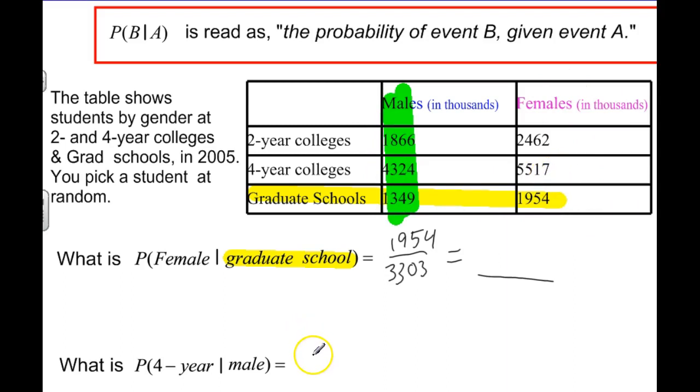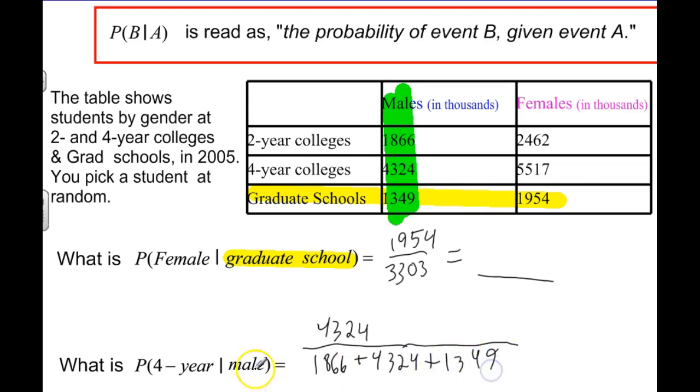To set up our probability here, in the numerator would be the 4-year males, so that would be 4324. In the denominator, I'm not going to use my calculator, I'm just going to tell you how to get it. You would add up the 1866 plus 4324 plus 1349. In this case, our given information is males, so this is the total of all the males, whereas this 4-year is only the male 4-year students. And then that would give us our probability. You would type that in your calculator and get an answer.